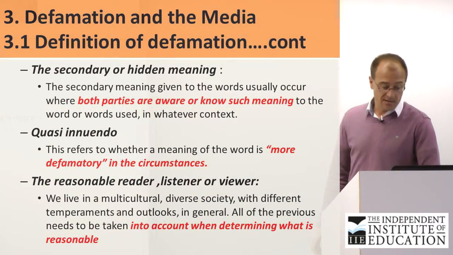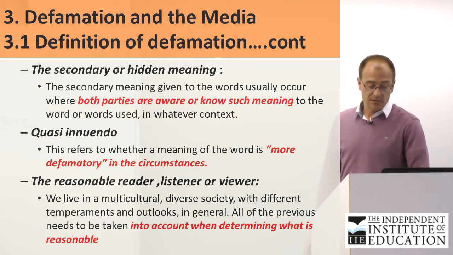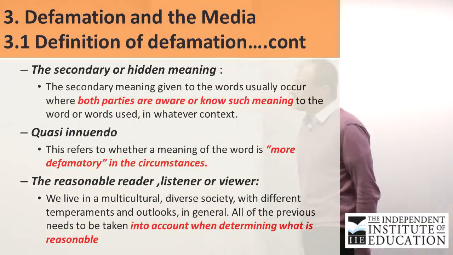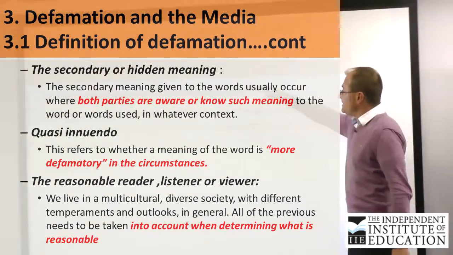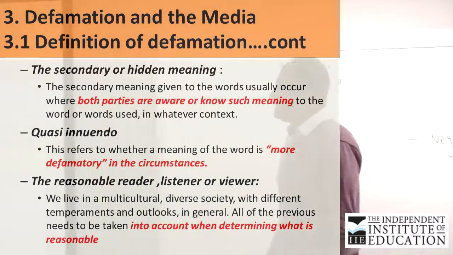Then the court, after the primary meaning, looks at the secondary or the hidden meaning of the words. Okay, so the secondary meaning given to the words usually occurs where both parties are aware of or know such meaning to the words used in whatever context. Okay, so both parties in this specific instance must be aware of the meaning or the hidden meaning of these words. That is what the court looks at, the secondary or the hidden meaning.